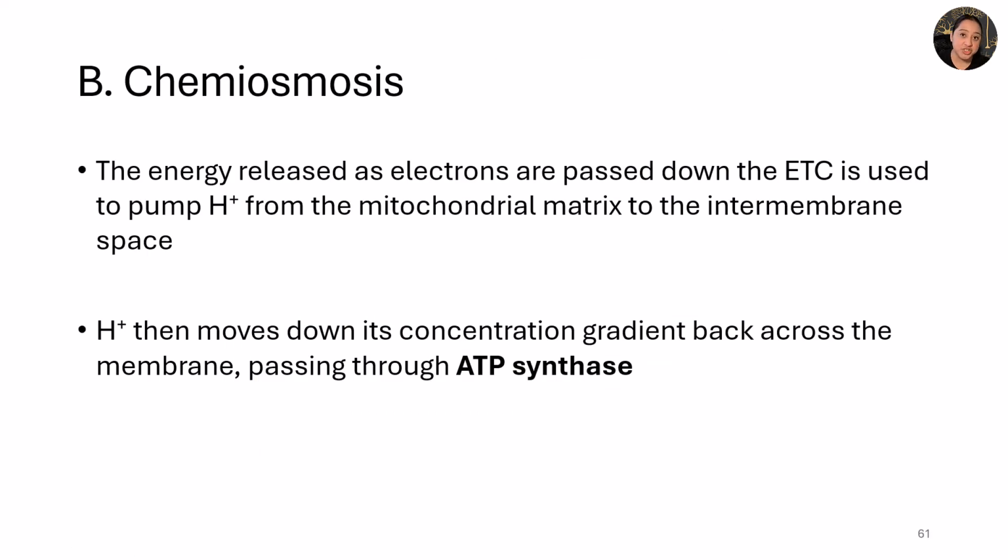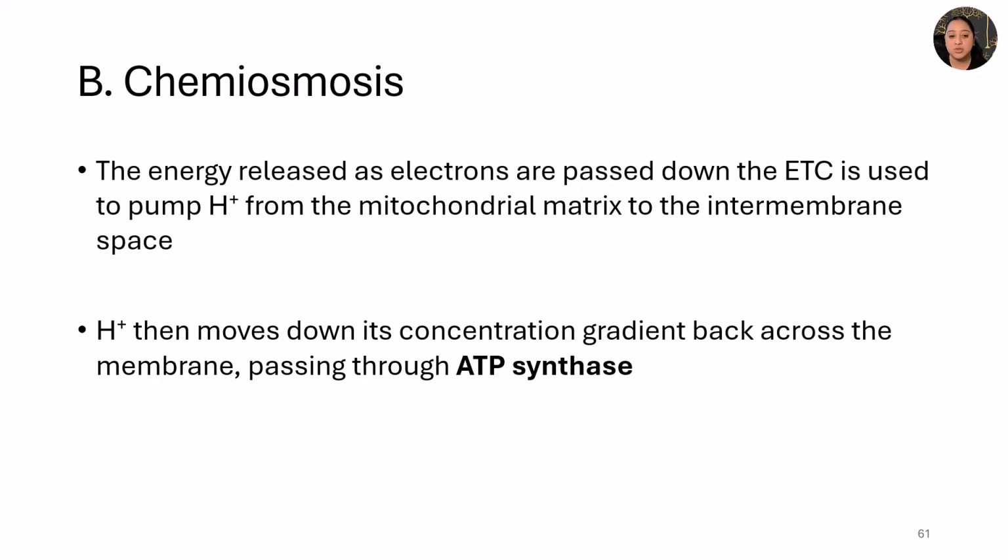So the energy released as the electrons are passed down the electron transport chain is used to pump protons, or the hydrogen ions, from the mitochondrial matrix on the inside to the intermembrane space. That's the space between the outer membrane and the inner membrane. And so now the protons are really concentrated on that side.